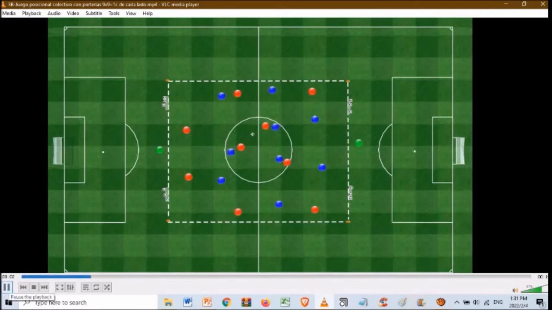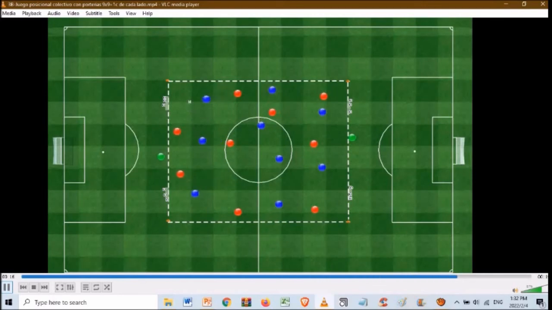Also variations, you can let the joker play inside, also however you think is better, or you can let them play outside like they are there, of course. Here they change immediately, and the joker again is going to play with the attacking team.